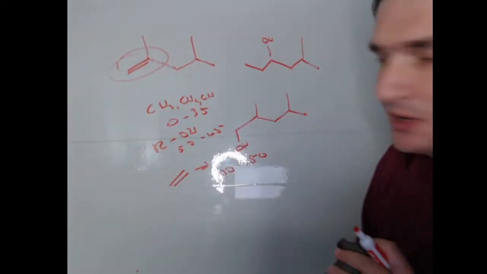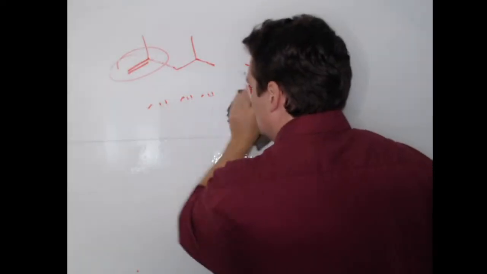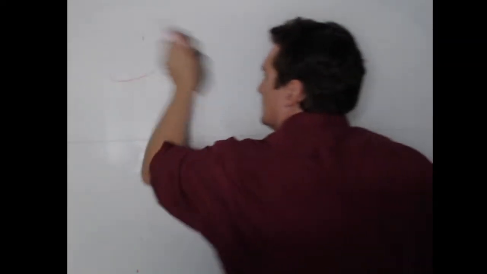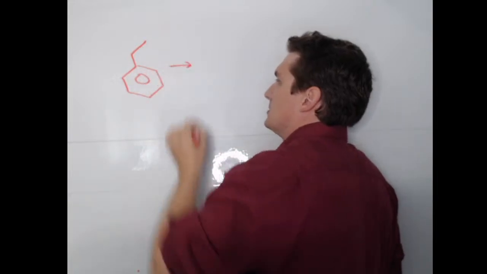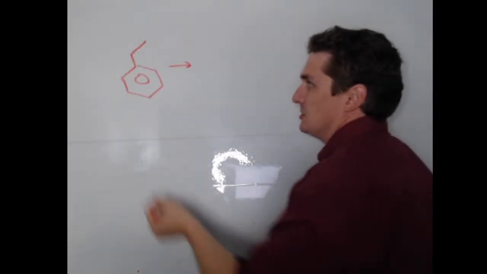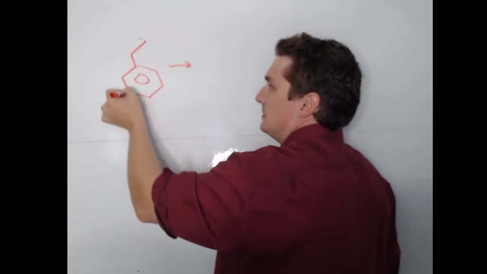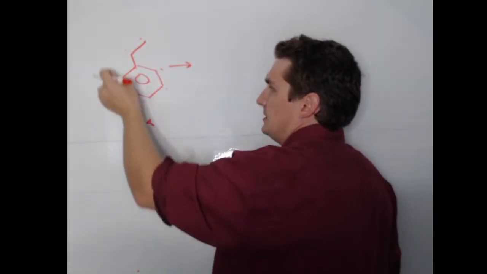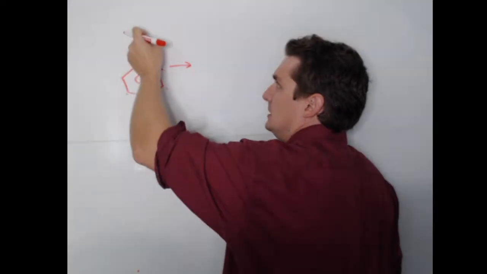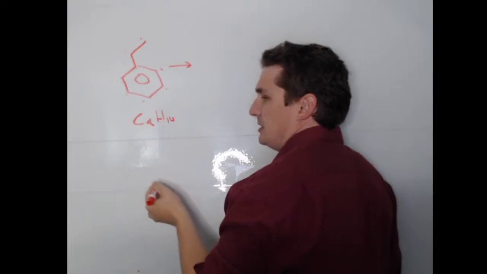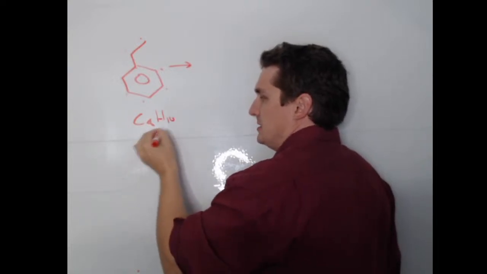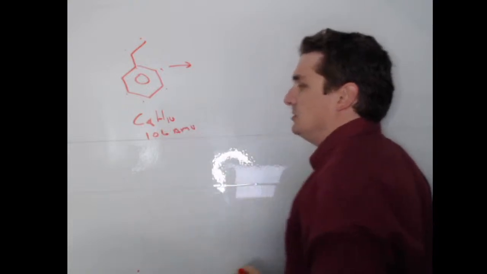Based on the EIM, how many times did Cl substitute hydrogen on the starting compound? So the question is, if we get substitution, how much does this weigh to begin with? 1, 2, 3, 4, 5, 6, 7, 8: C8H10. So 8 times 12, that's 96. So this weighs 186 AMUs.